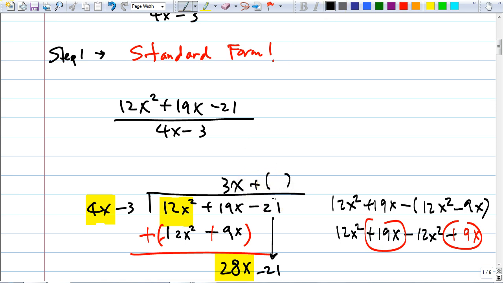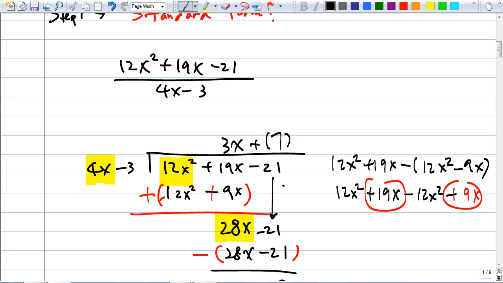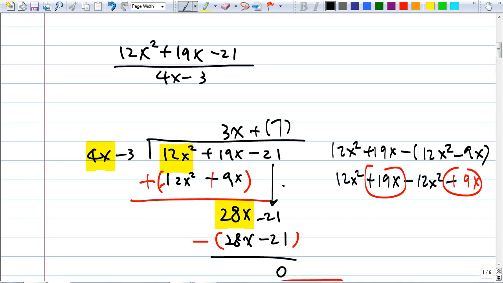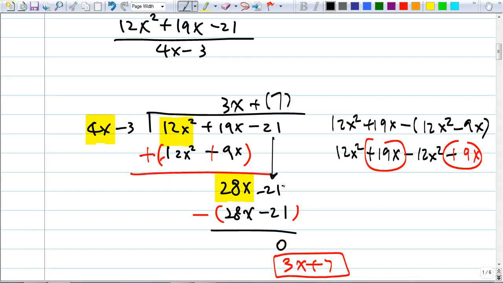How many times does 4x go into 28? 7 times. Then you get, what's the remainder? Is it negative 42? No. What do you get, guys? 0. Okay, please understand you're subtracting this whole binomial from the top. What's the answer? 2x. What does that mean? That 4x minus 3 goes into that trinomial how many times? 3x plus 7 times.